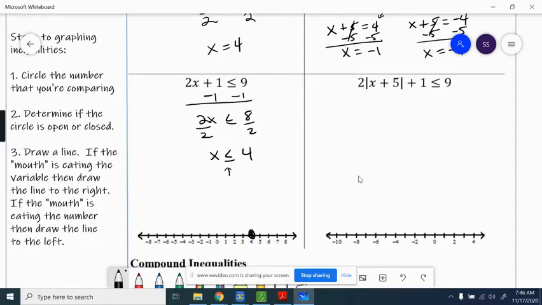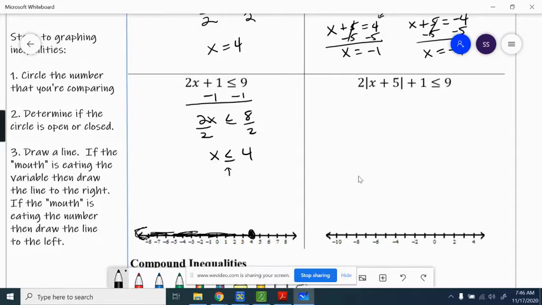And now we're going to draw the line. And if the mouth is eating the variable, then we draw the line to the right. If the mouth is eating the number, then draw the line to the left. So the mouth is clearly eating the 4 here. So we are saying that x is smaller than that 4. So that means we're going to shade in to the left. And this is going on that way.